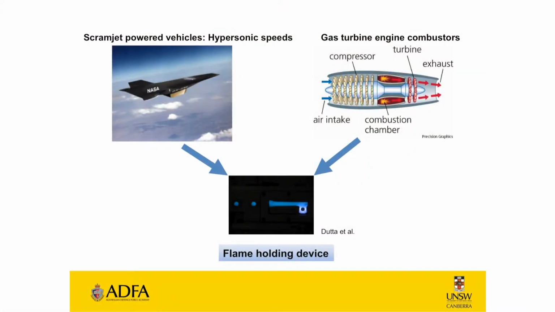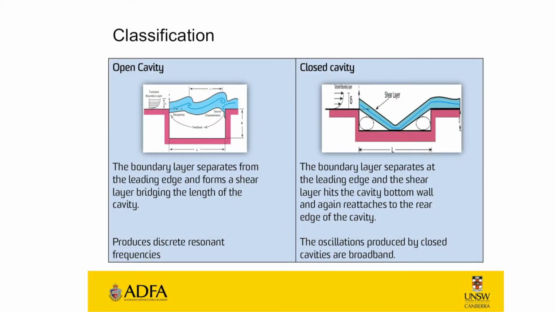Now, apart from the disadvantage of cavities, cavities are nowadays being used in scramjet combustors and gas turbine engine combustors as a flame holding device. Cavities are known to give better fuel mixing and also avoid flame burnout. Cavities are mainly classified based on their length to depth ratio. They are called open cavities if their L by D is less than 10, and closed if it's greater than 10.